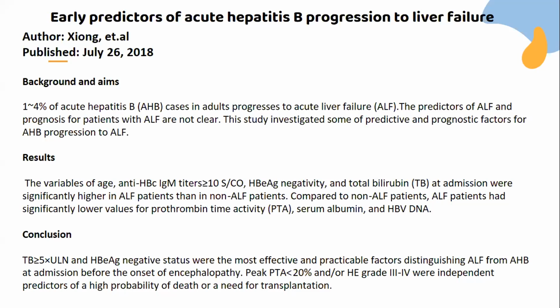So for the conclusion, TB more than 5 times ULN and HBeAg negative status were the most effective and practicable factors distinguishing ALF from AHB at admission before the onset of encephalopathy. Peak PTA less than 20% and or HE grade 3 to 4 were independent predictors of a high probability of death or a need for transplantation.